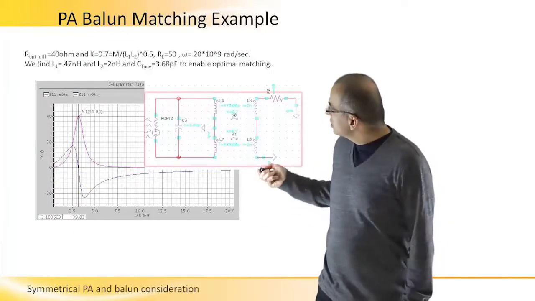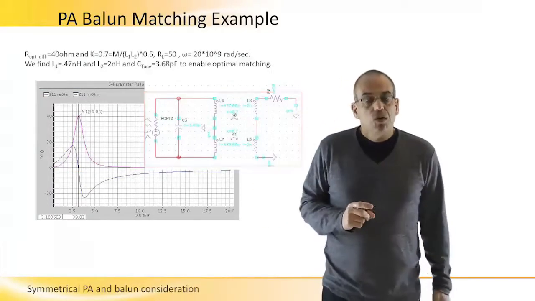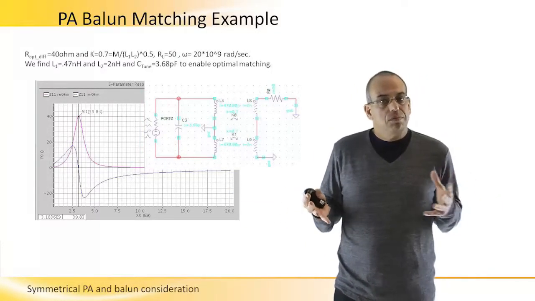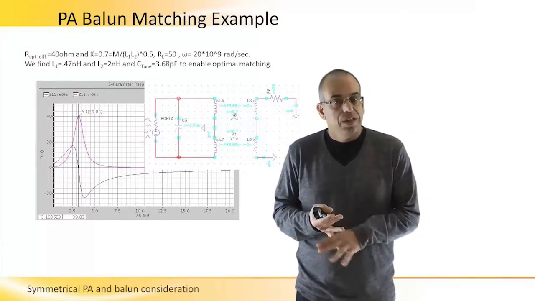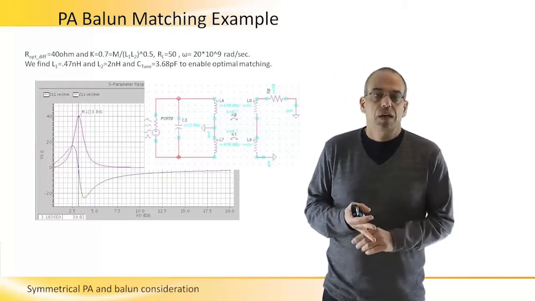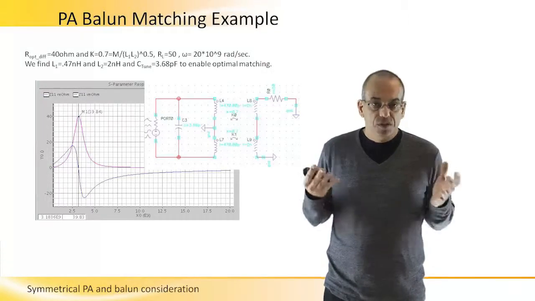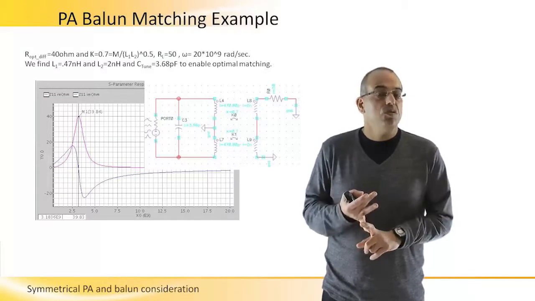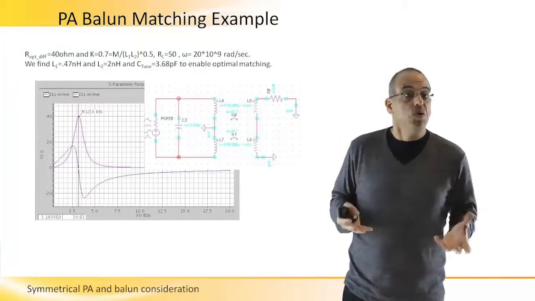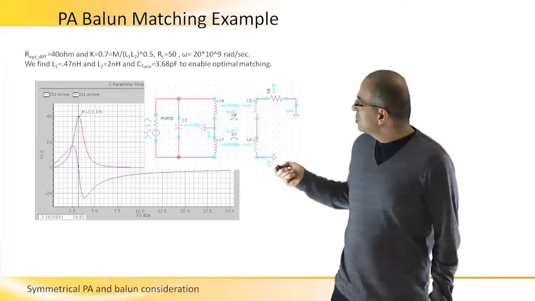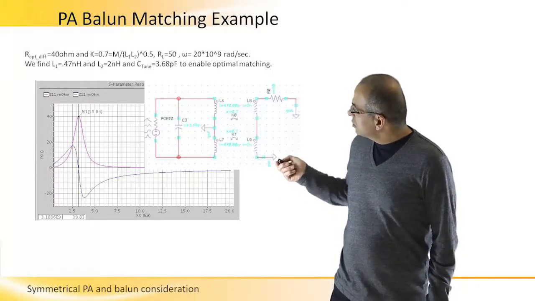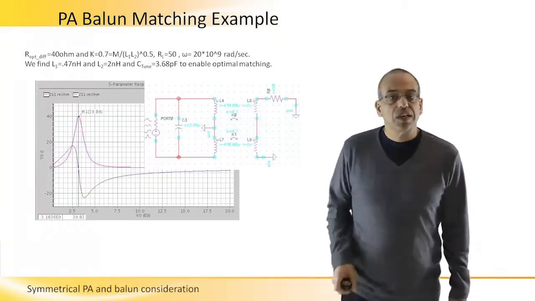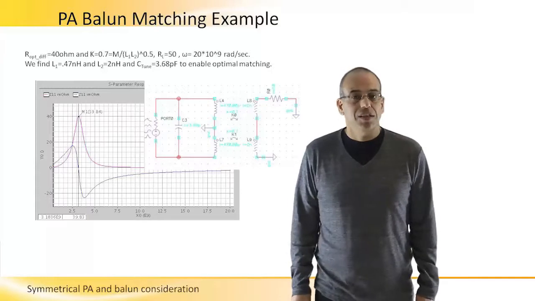So by using this design, we have matched the output of the transistors in a way that we achieve the optimal differential resistance, and we have also biased both transistors, and we have taken a differential or symmetrical design and transformed it to a single-ended design at the output on the antenna.